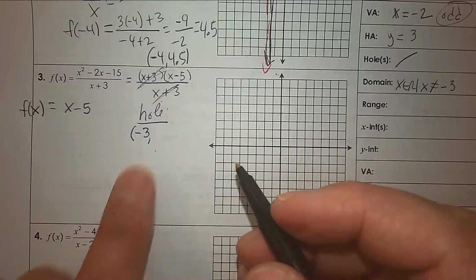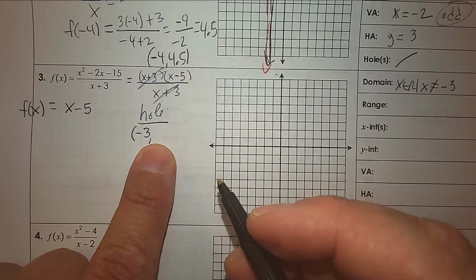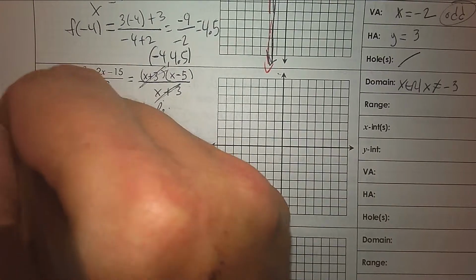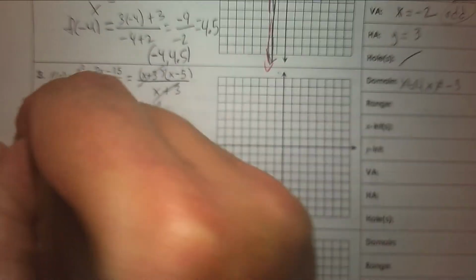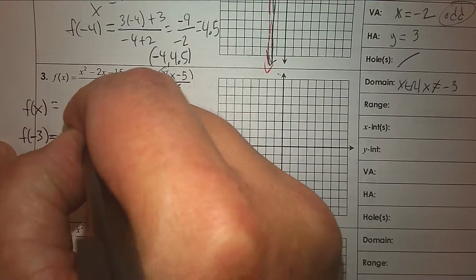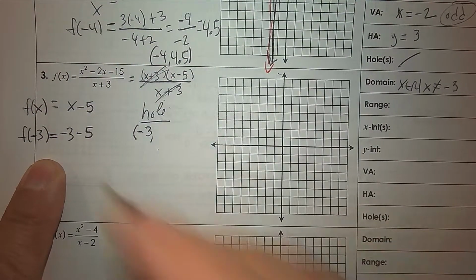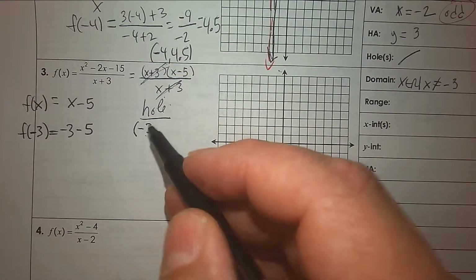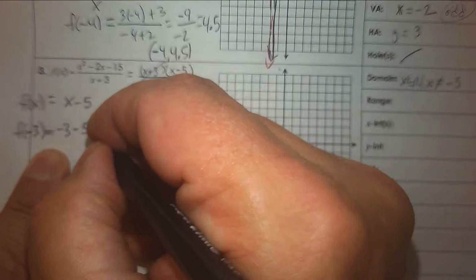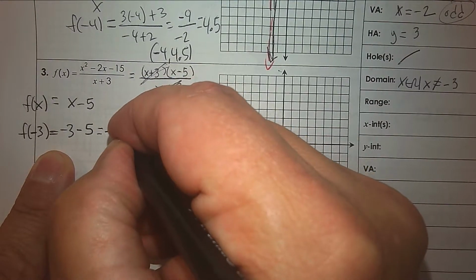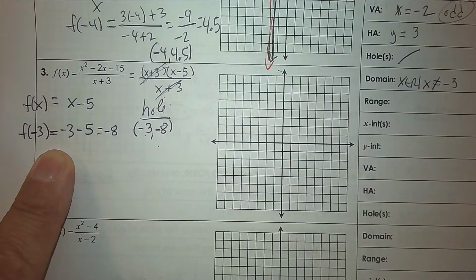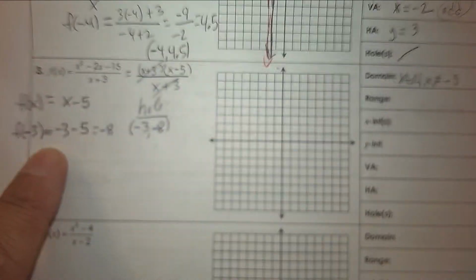Do you know how I'm going to find the y coordinate for my hole? Is I take the x coordinate and where do I plug it into? The simplified function. So what remains, right? The simplified one, I take that x coordinate, I plug it in, and what answer do you get for the y value of your hole? All right, let's continue.